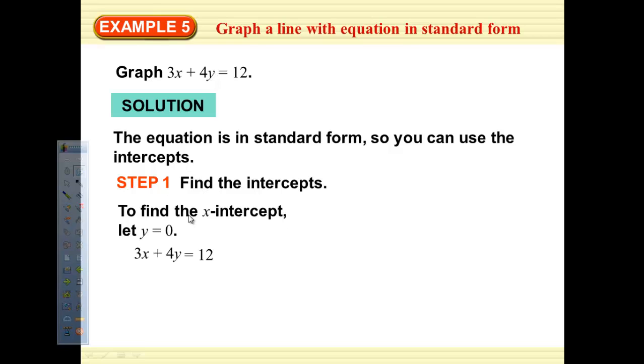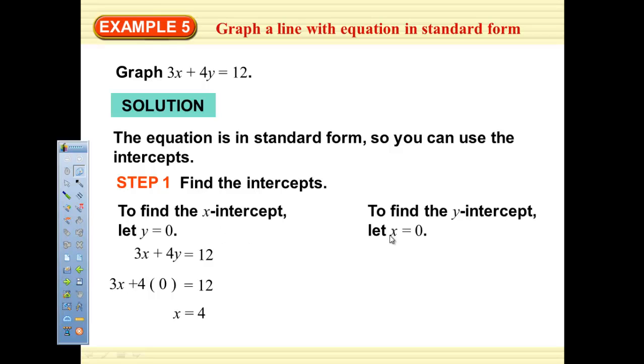If we do that, we end up with 3x plus 4 times 0 equals 12. 4 times 0 is 0, so really we have 3x equals 12. And if we divide both sides by 3, we get x equals 4. For the y-intercept, you would think it should be the opposite, and it is.